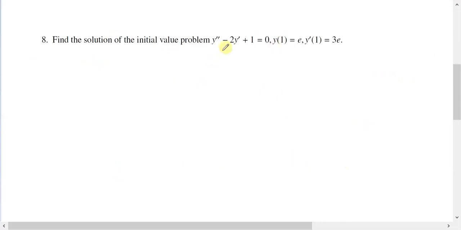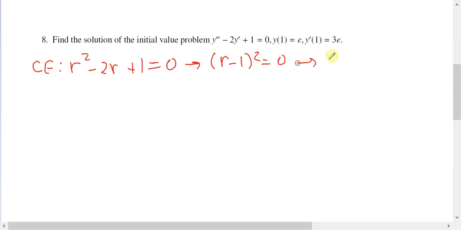Okay, number 8, we want to find the solution to this initial value problem. So we start with the characteristic equation, because this is a constant coefficient homogeneous differential equation. The characteristic equation is r squared minus 2r plus 1 equals 0. That will factor as r minus 1 squared equals 0. So this has a repeated solution of 1. So you get 1 twice. And so we know that the general solution then is going to look like this: c1 e to the x plus c2 x e to the x.